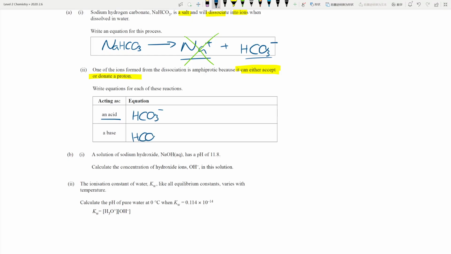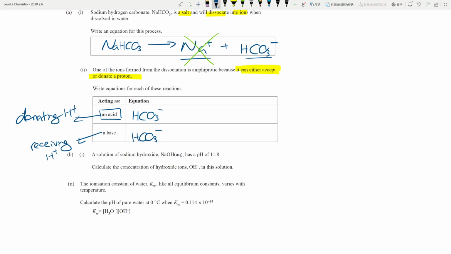So this is a test to see your understanding of the concept. So what is one behaving as an acid? Accepting. It's a bit late in the evening, my brain's not functioning too well. So if it is acting as an acid, that means it's donating an H plus. If it is acting as a base, it is receiving an H plus.